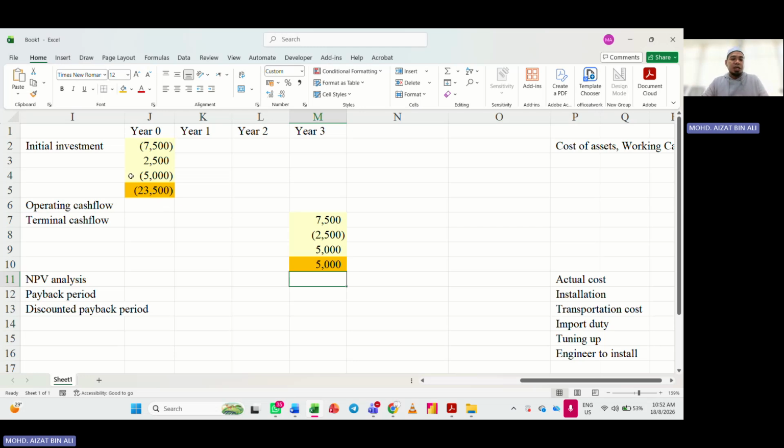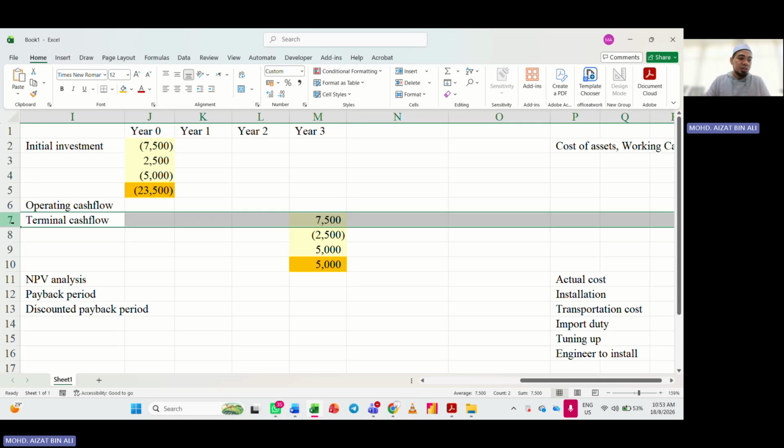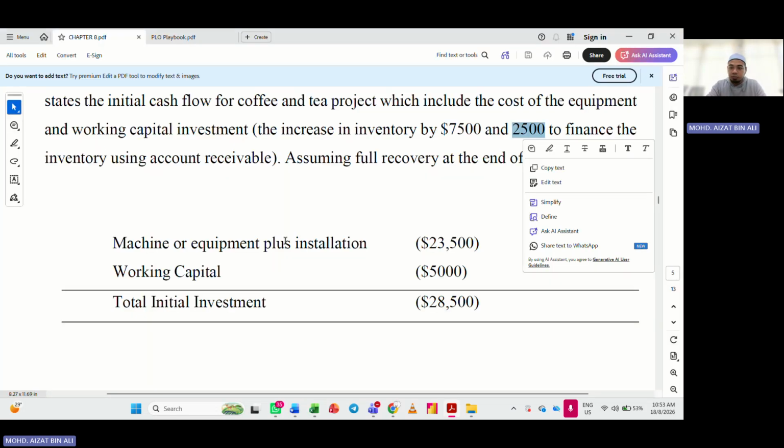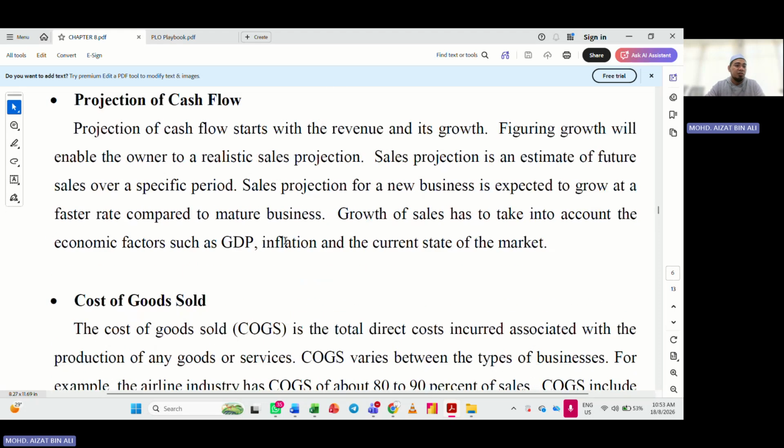All right. So that is the initial investment and the relationship to terminal cash flow. Basically, whatever we record in the initial investment, please note that we also expect it to occur in terminal cash flow. So please remember this. Next, let's move on to the next part, which is projection of cash flow.